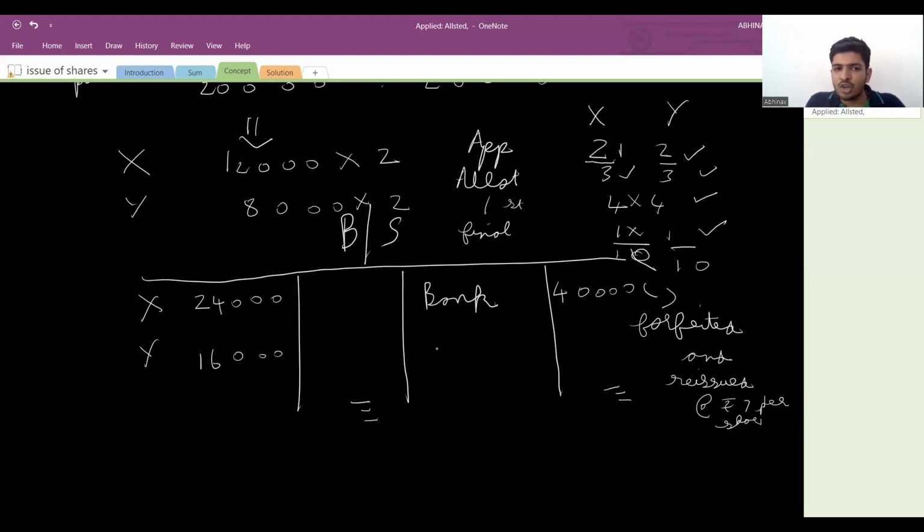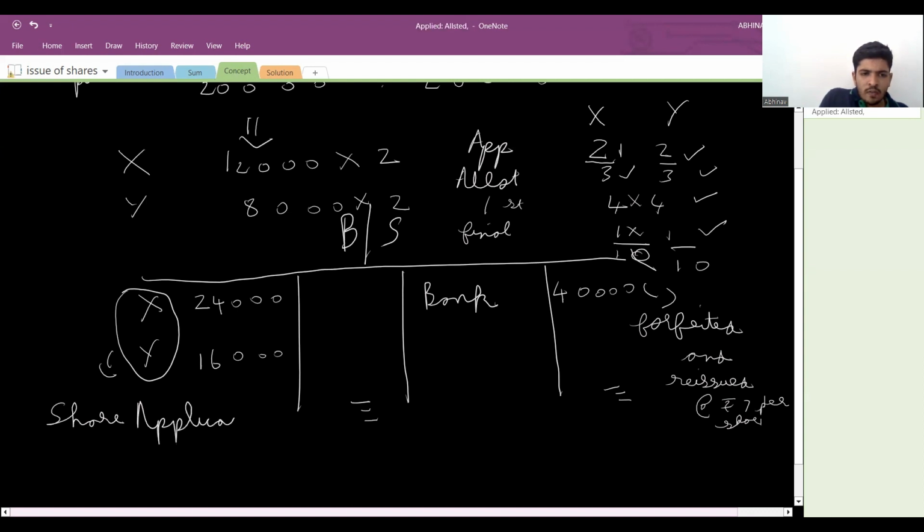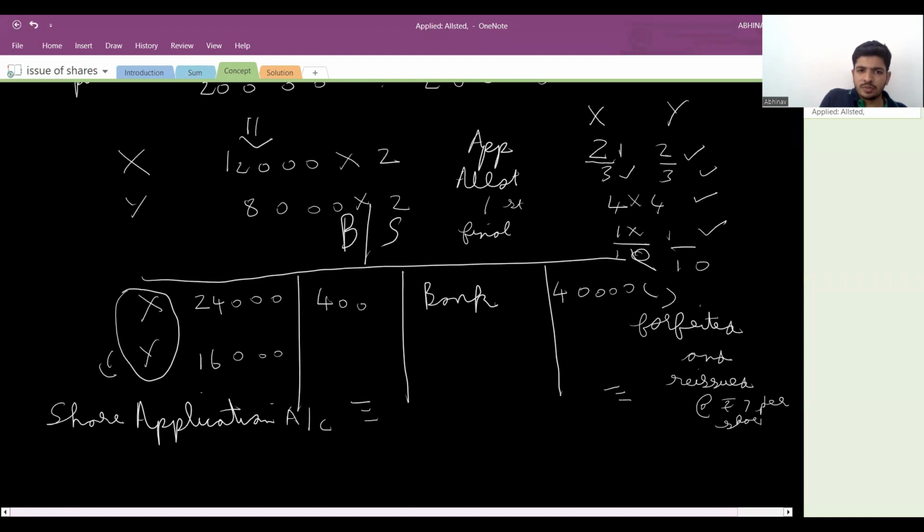Then the company receives 40,000 rupees from X and Y. Who are the applicants? They are not the owners. But one point of what you told was correct. That is, there may be hundreds of people who apply. You don't write hundreds of people's names, even though they are not owners. So what do you write? Simple. Instead of X and Y, you write share application account and you write 40,000 here.